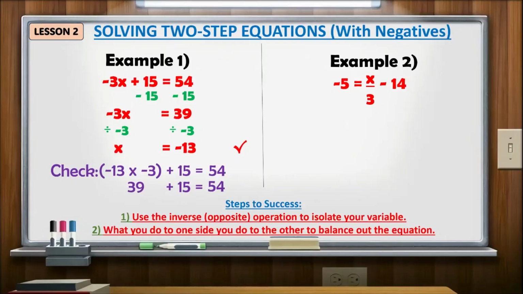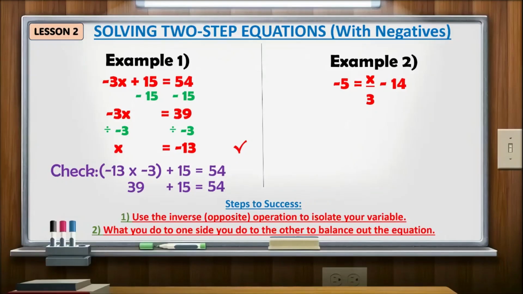Moving on to example 2, we have minus 5 is equal to x over 3 minus 14. Again, ask yourself, what does this actually mean? It means whatever the value of my variable x is, when it's divided by 3 and 14 is subtracted from it, my answer will be minus 5.